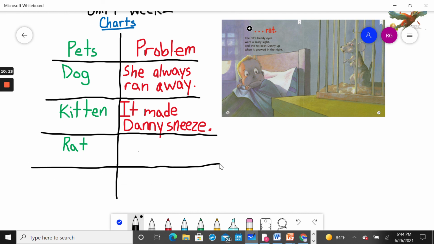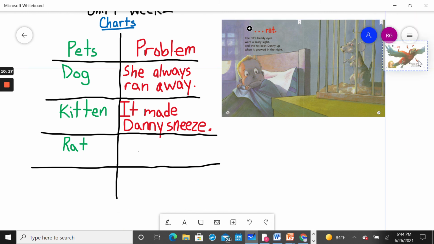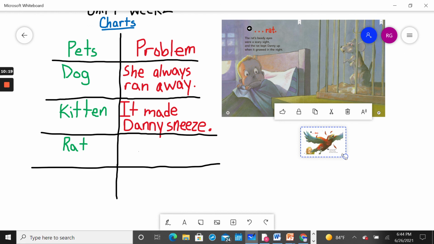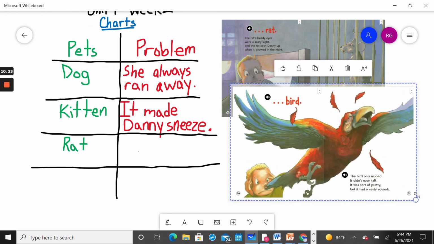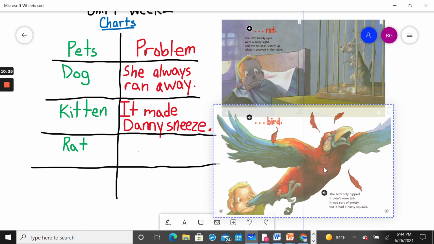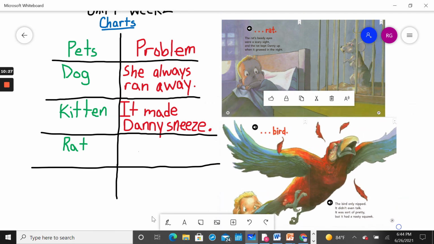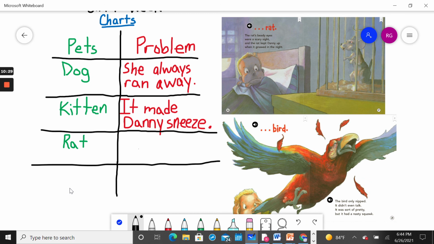And then finally, the last one that I want you guys to do in this chart is he was given a pet bird. And so with your teacher, look at pages 20 and 21 and figure out what you want to put in your chart about what his problem was with the pet bird.